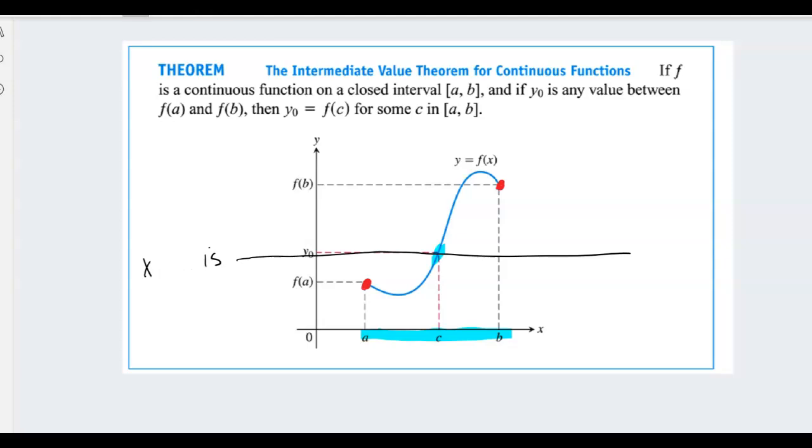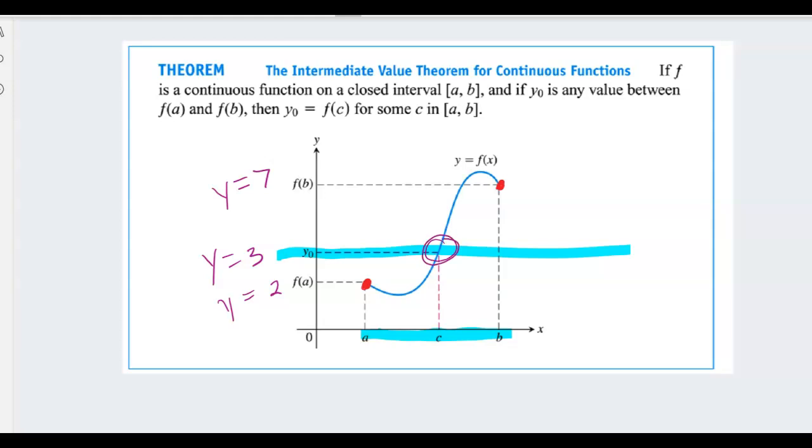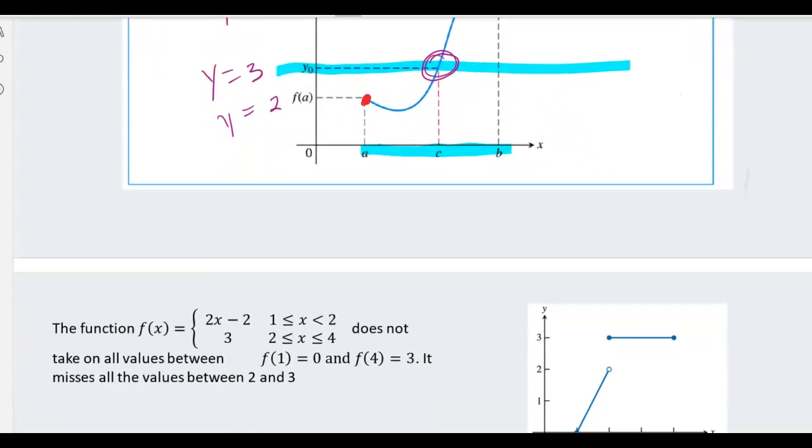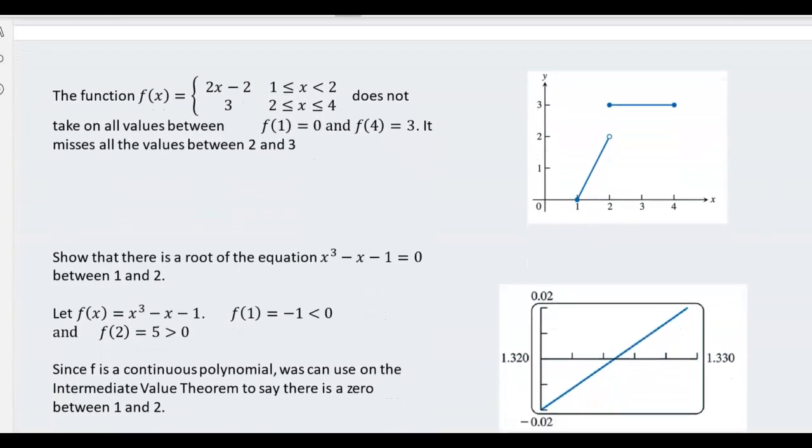That doesn't have to be the x-axis, though. It could be any value. I could say, all right, let's say that this line is at y equals 3. If I have a value here that's below, let's say this is 2 and up here is 7, I know that the function at some point, if it's continuous, has to pass through the value y equals 3. Again, we typically use this when we're trying to find zeros of a function.